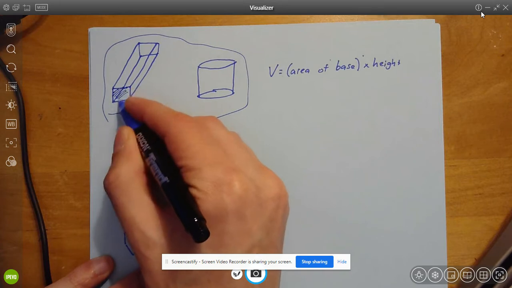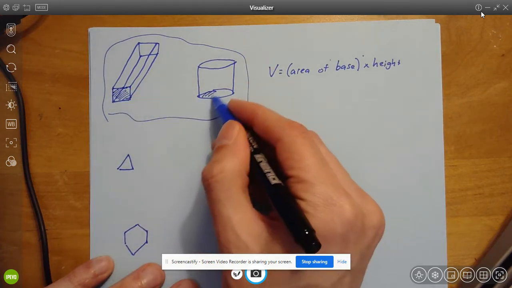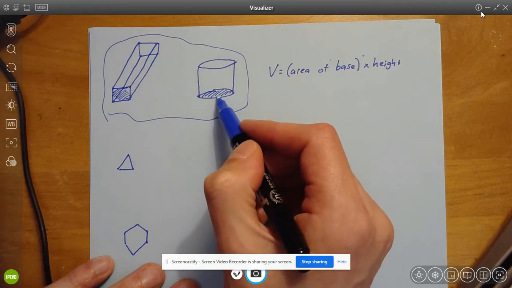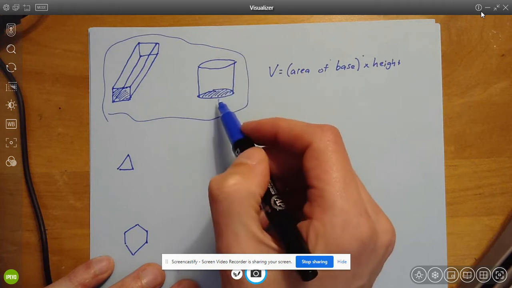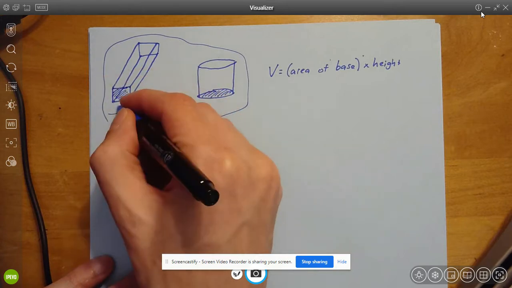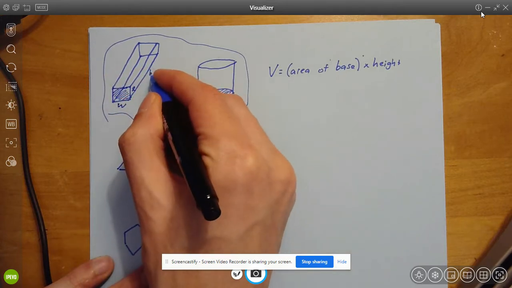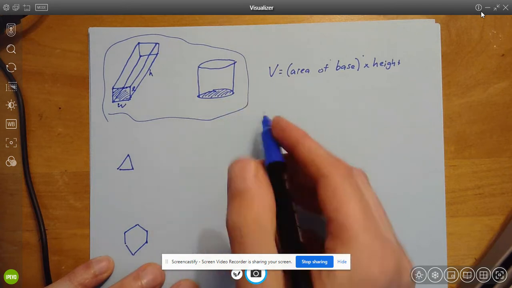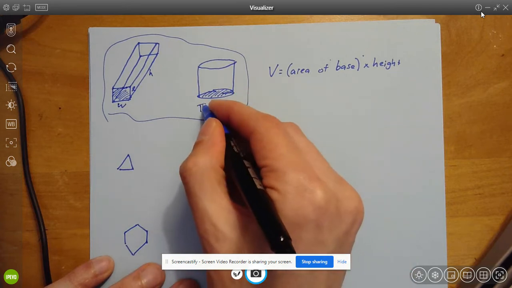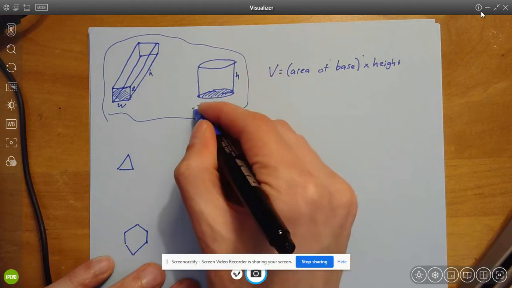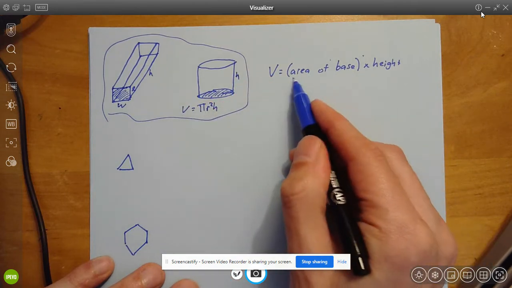So here I would take the area of that rectangle, here I would take the area of that circle, and then to find the volume, I just multiply by how many times I need to stack the base, or multiply by the height. So in this case, I would find the area of the base by doing width times length, and then multiply by the height of the prism. In the case of the circle, well, the area of the base is going to be pi r squared, and then I'd multiply by the height to find the volume of the cylinder. So it's always area of the base times height.